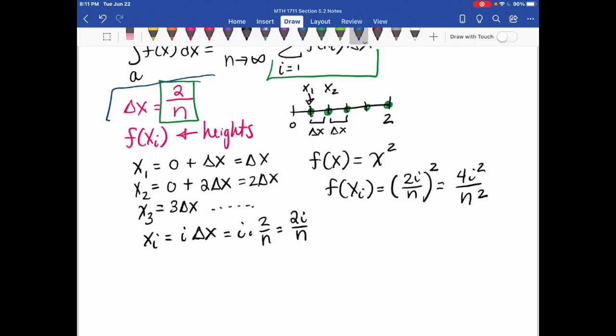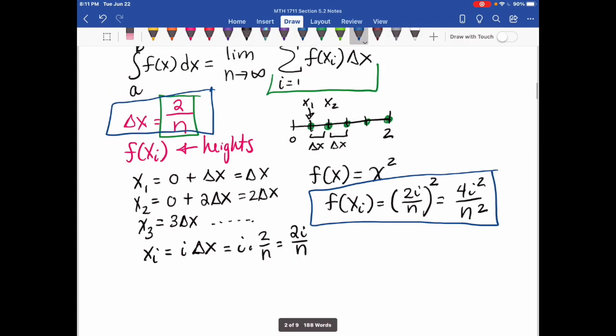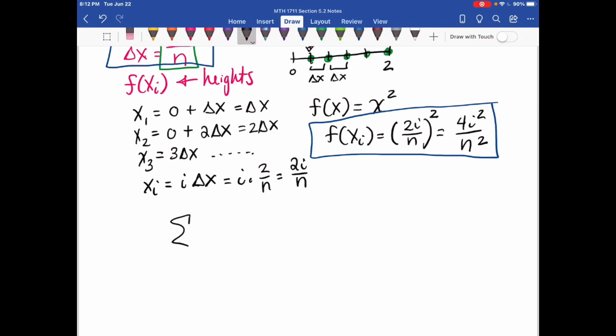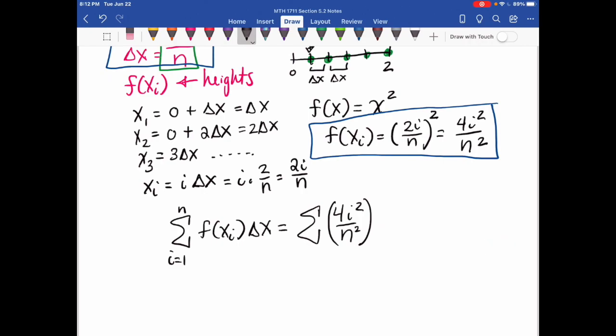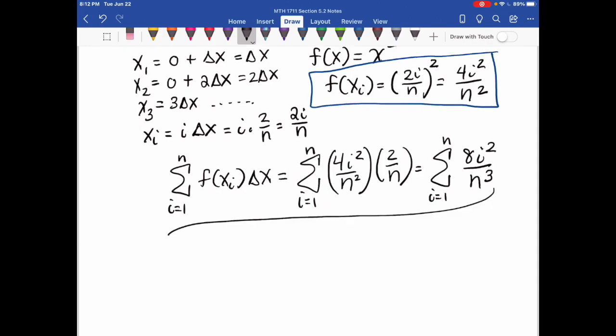So we have our delta x, which we need for the Riemann sum. We have our f of xi, we have that for our Riemann sum. So now let's set up our Riemann sum. So we have the sum from i equals 1 to n of f of xi times delta x. So when I plug in f of xi, I'm going to get 4i squared over n squared. That's my f of xi, and then times my delta x, which is 2 over n, and we're doing that from 1 to n. When I clean that up, I'm going to get 8i squared over n to the third. I'm going to finish up down here.